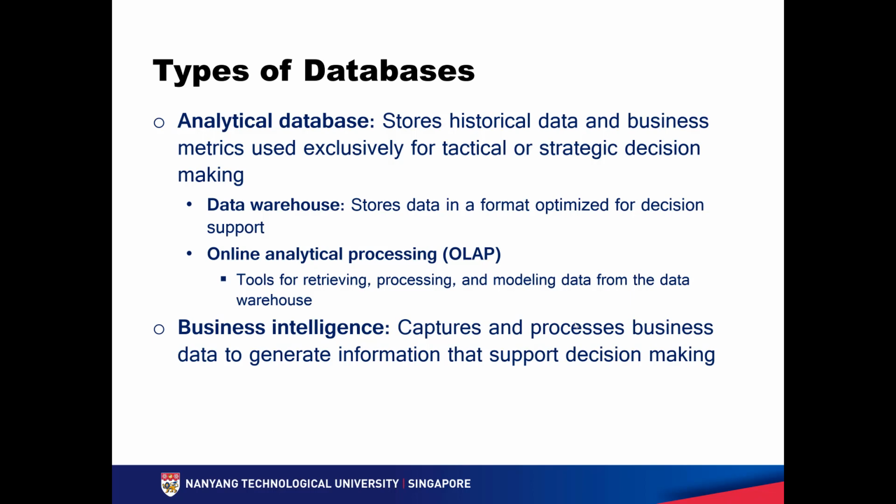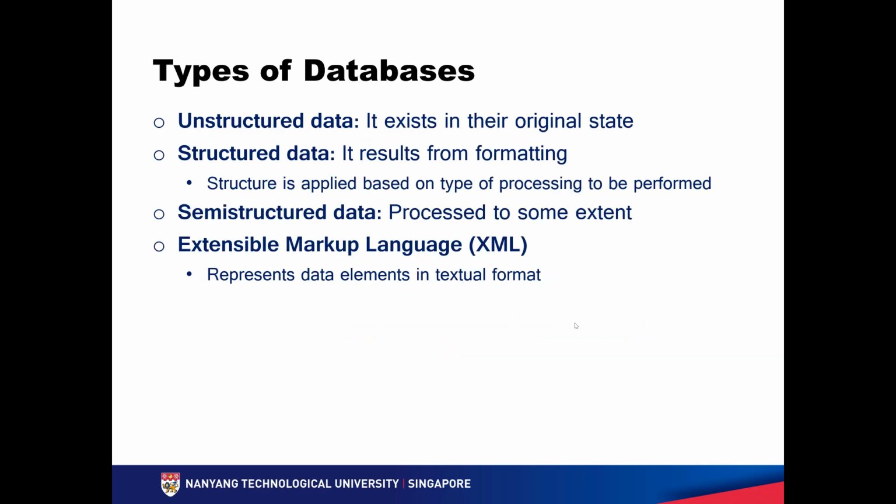In terms of data, there are many different forms. There is unstructured data, which means that this is data that exists in its original state. The other form is what we call structured data. So basically, we have gone through some kind of formatting. When we go through formatting, essentially, we are converting unstructured data into structured data. There's also semi-structured data, which means that the conversion from unstructured to structured is not complete. We only convert to an extent, due to whatever reason.